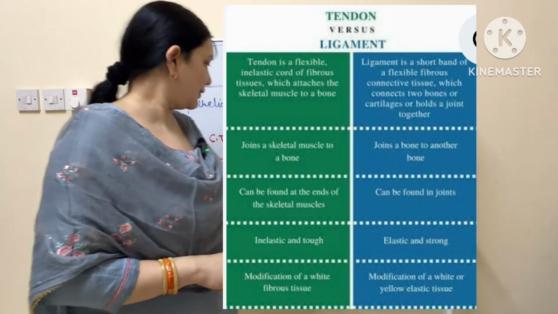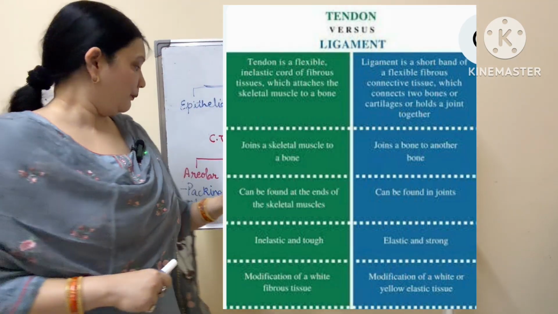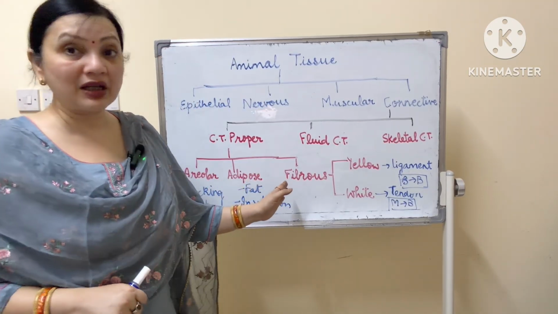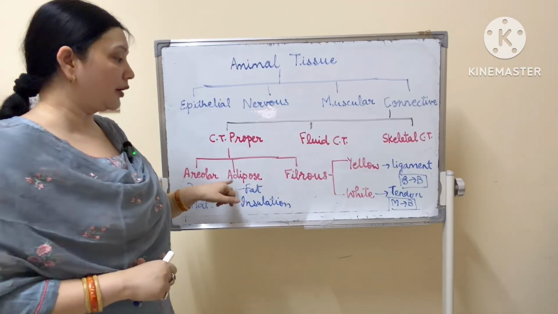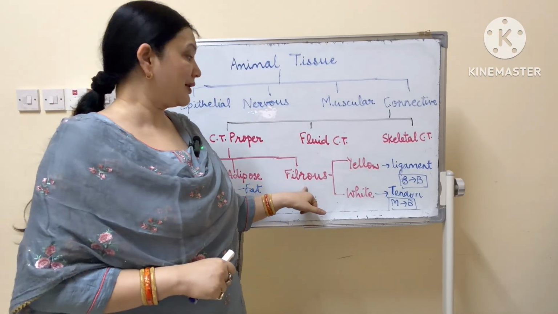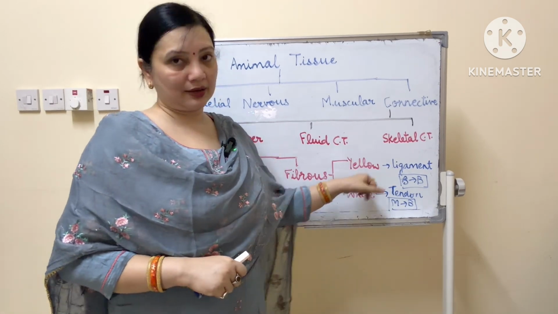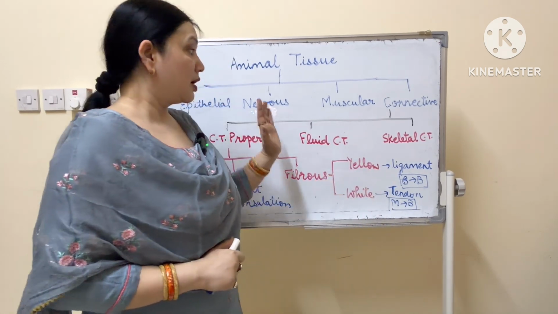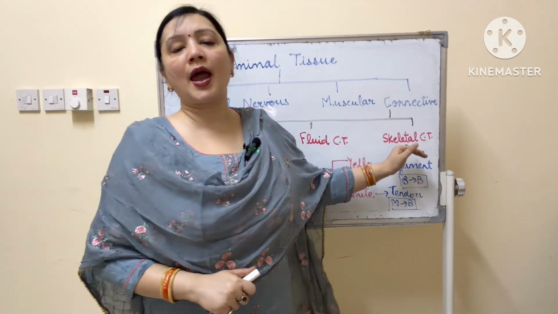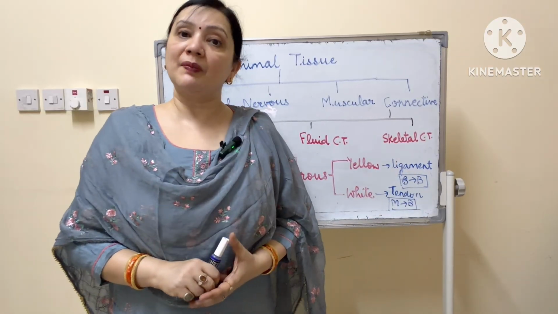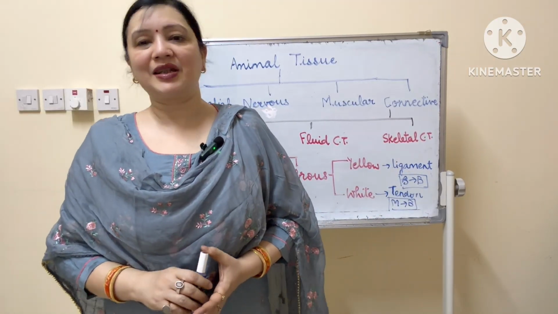So this is what is connective tissue proper, where we studied the basic three types of connective tissue: areolar, adipose and fibrous. Fibrous is made up of two types, yellow and white, ligaments and tendons. Now this fluid connective tissue and skeletal tissue we will be studying in the next video.